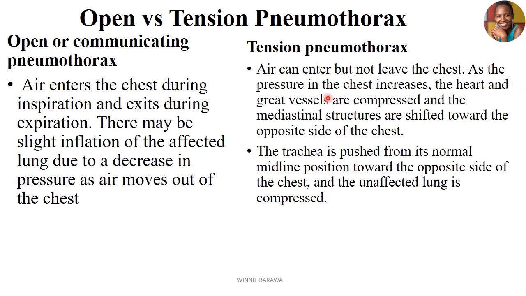So as this pressure is building up in the chest because of the one-way movement, the heart and the great blood vessels around the heart get compressed, and also there's a shift of the organs around that particular mediastinal area. One of the organs that ends up getting deviated is the trachea. So we are told in the tension pneumothorax, there are observable structural deviations, and that is the trachea deviation, whereby the trachea is usually pushed from its normal midline position towards the opposite side of the chest, the side of the unaffected lung.